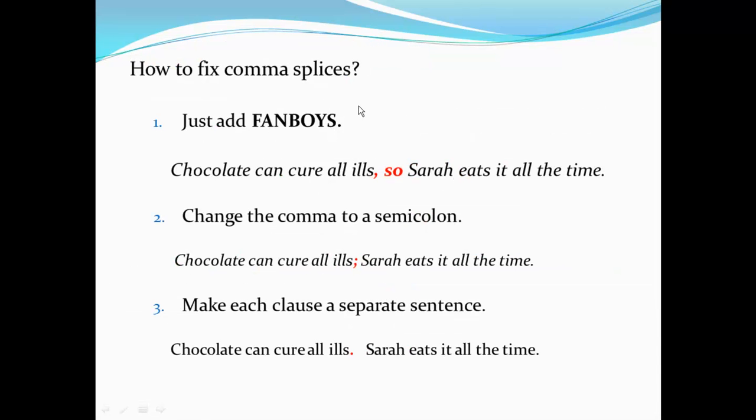So how to fix comma splices? There are at least 3 ways. You can just add fanboys like this one that we did. Or change the comma to a semicolon, because a semicolon is almost the same thing as a period.